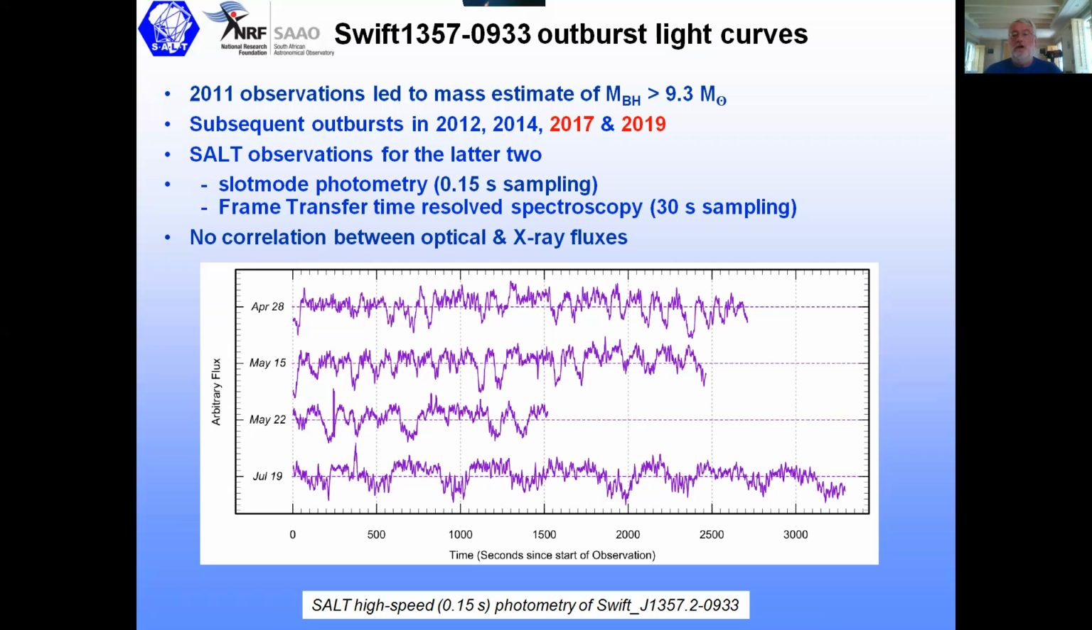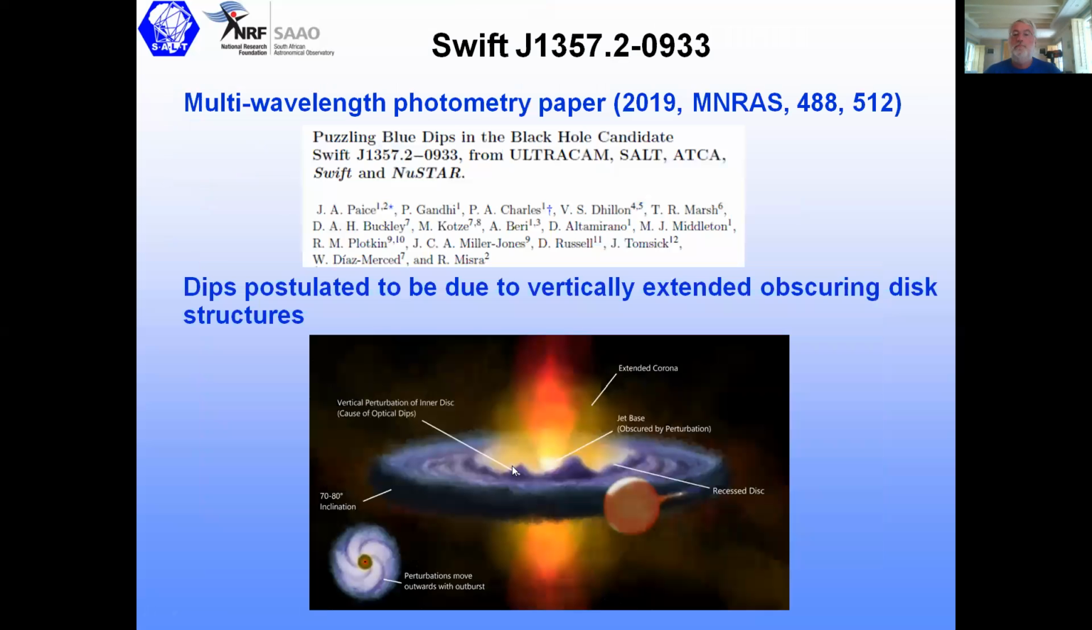Interestingly, there was no correlation between the optical and X-ray fluxes. There were actually overlapping observations between X-rays and optical, and they showed no real correlation. And this plot here shows the SALT high-speed photometry showing the dips that had previously been seen. And as you progress through the outburst, you see that the time scale between the dips increases significantly.